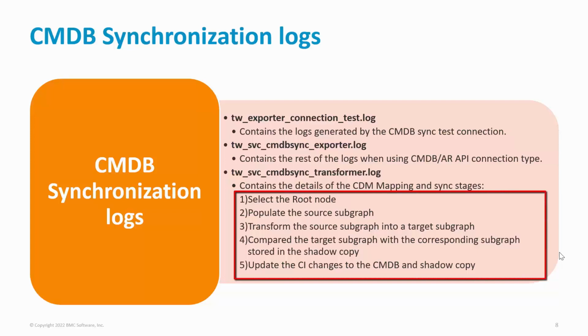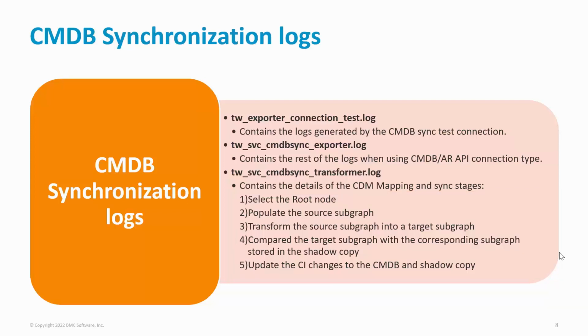From this slide, what I want you to keep in mind are the 5 stages of the synchronization that we discussed in part 1. These stages are selecting a root node, building a source subgraph, then converting the source subgraph into a target subgraph, then comparing the target subgraph with the target subgraph that is stored in the shadow copy, and finally syncing the changes into the CMDB. In a few minutes, we are going to take our first demo where we review the transformer log. You will see all these 5 stages getting captured in the log.